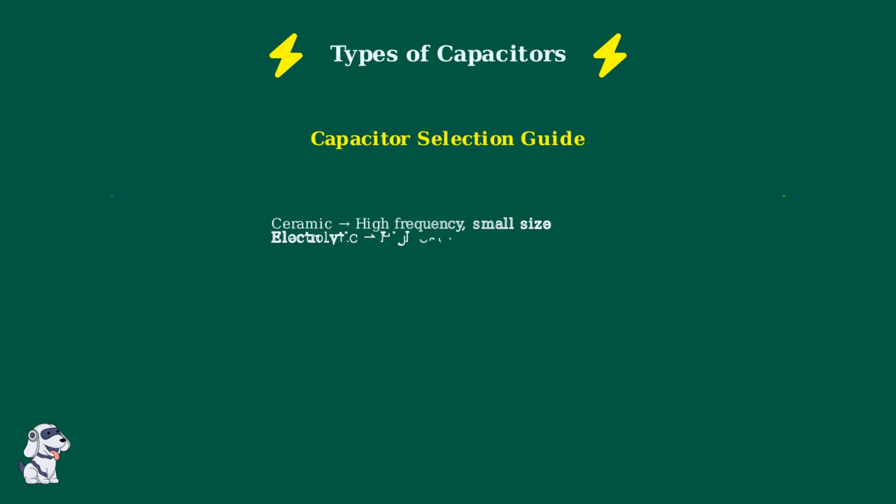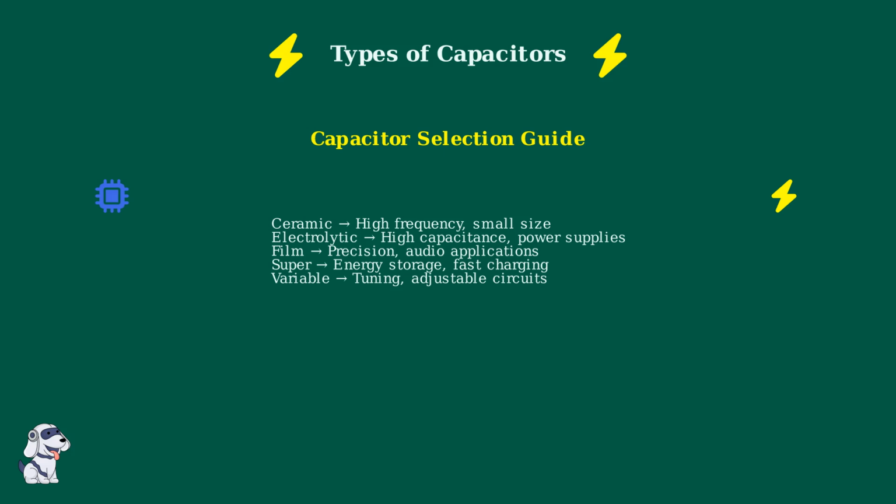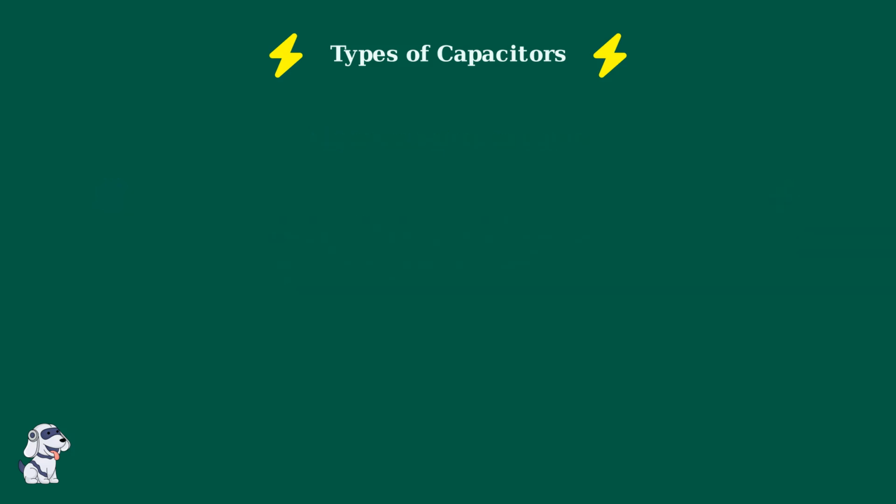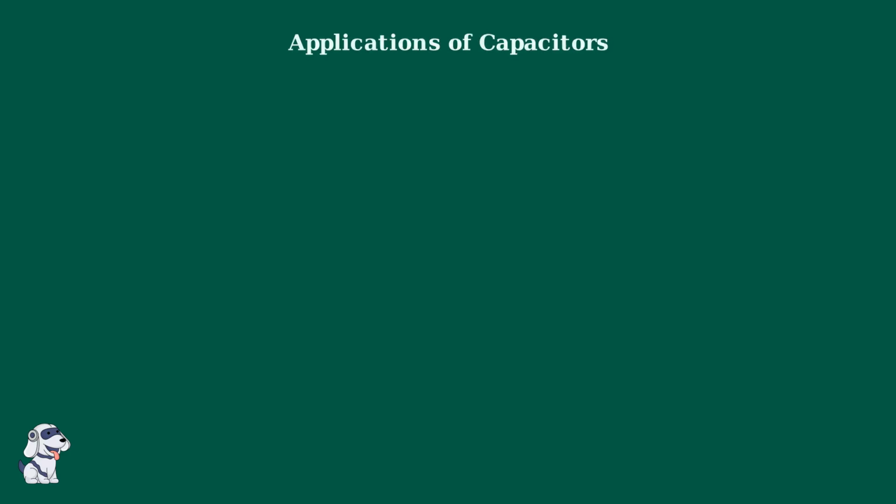Each capacitor type serves specific purposes in electronic circuits. Choosing the right type depends on your application's requirements for capacitance value, size, frequency response, and voltage rating. Capacitors have numerous practical applications across many industries and devices. Let's explore the key ways capacitors are used in modern technology.